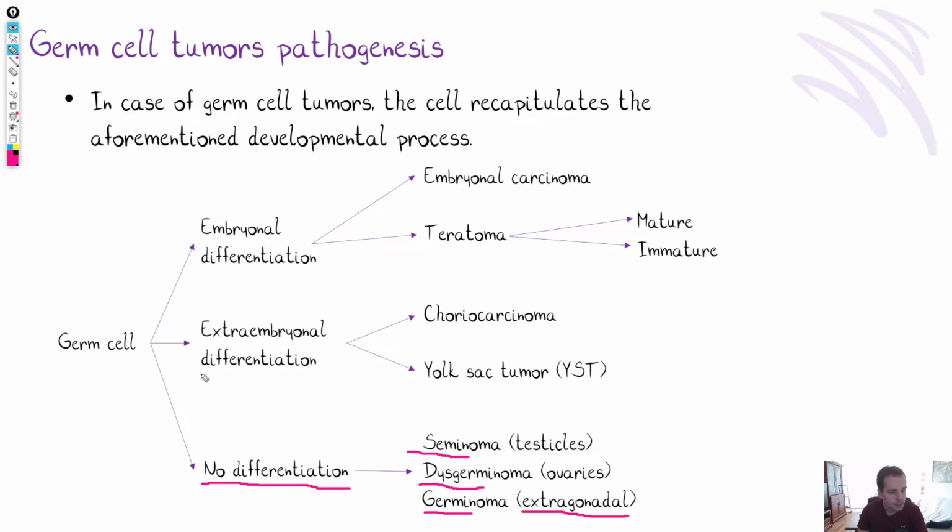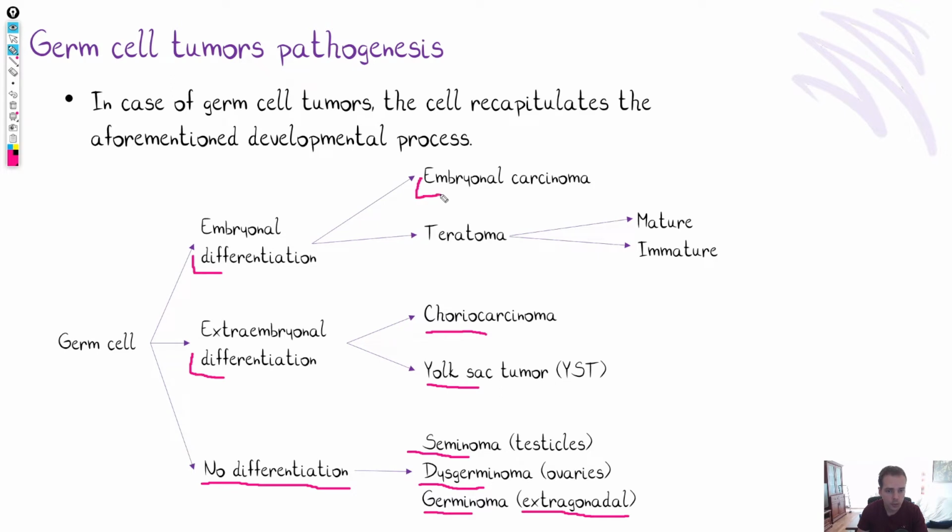But the cell can start to differentiate, and it can differentiate towards extraembryonal tissues. And this line of differentiation gives rise to choriocarcinoma and yolk sac tumor. Choriocarcinoma consists of cells that differentiate towards trophoblast, and yolk sac tumor consists of cells that differentiate towards yolk sac tissue, allantois, and extraembryonal mesenchyme. And the last line of differentiation is embryonal. So this tumor differentiates towards various somatic tissues, various tissues of our body.